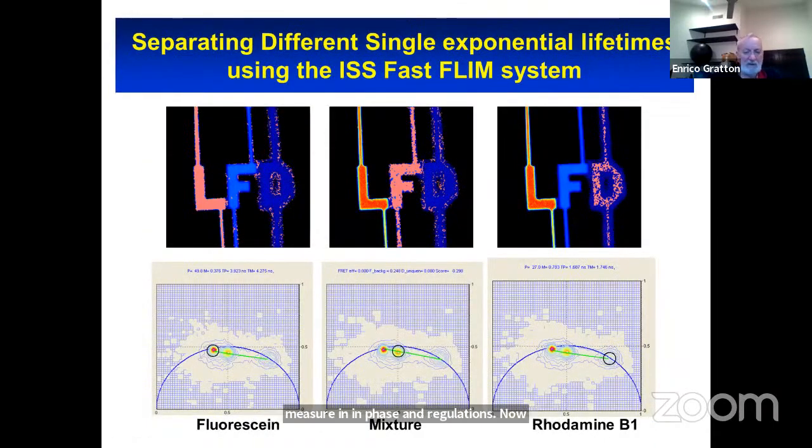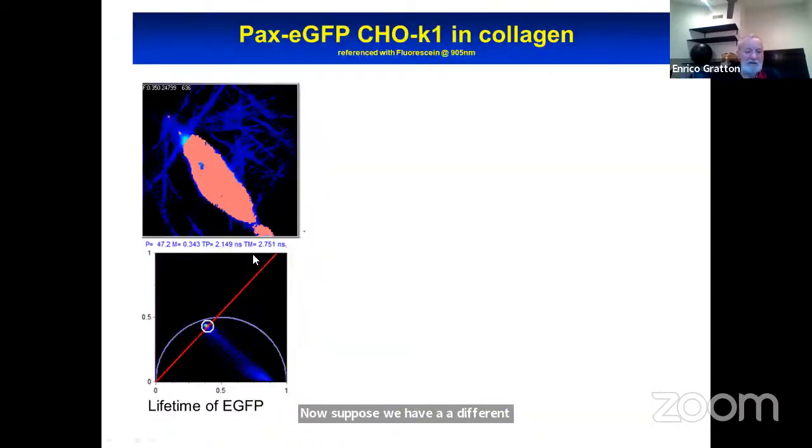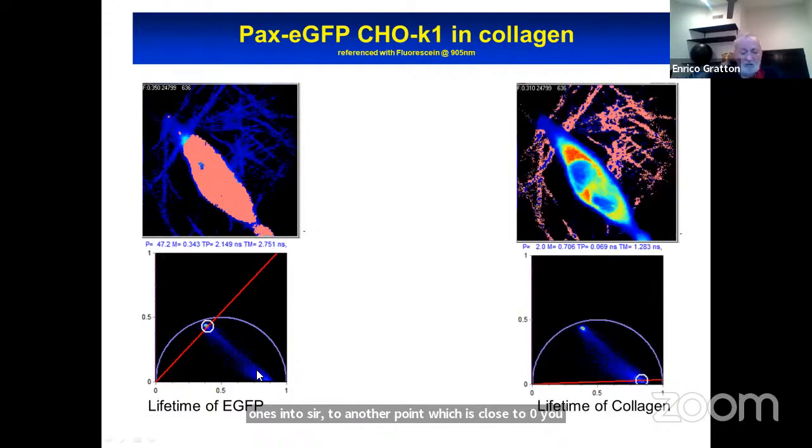So now suppose we have a different sample, not something we know everything about. This is a sample of a cell growing in a matrix that contains all the molecules. And then you can see that from this point, highlighted by taking all the points in the cell to another point which is close to 0, you get a linear combination. If you select the points which are in the collagen, you get those points. So you have one point and the other point. And the relationship between that point and the other point will depend on the linear combination of the 2 components.